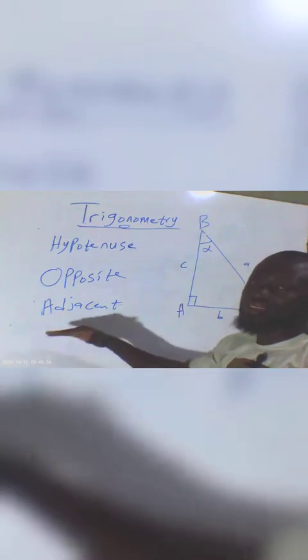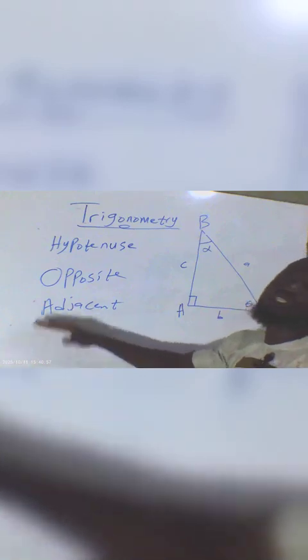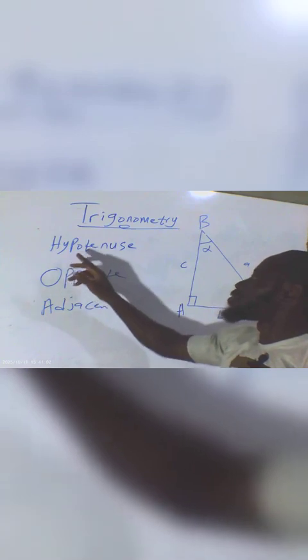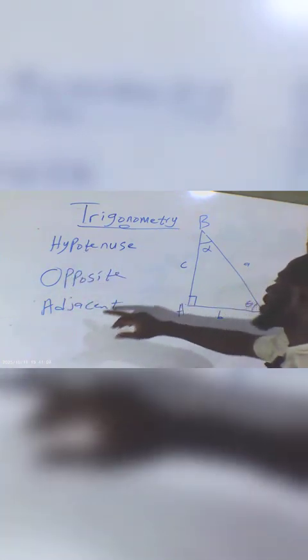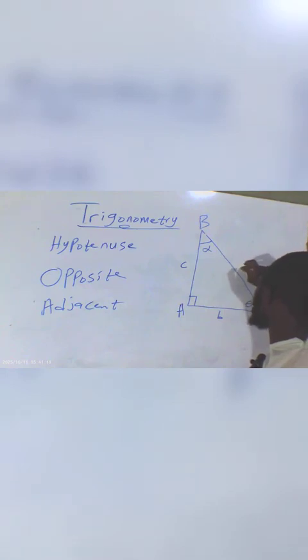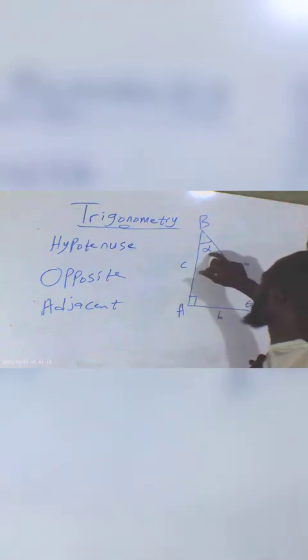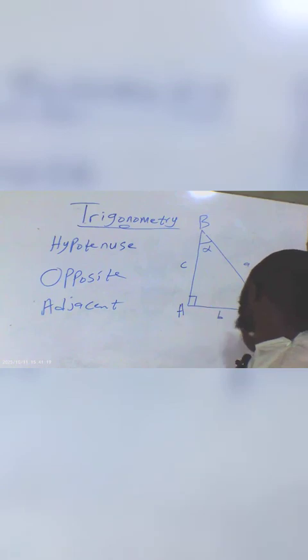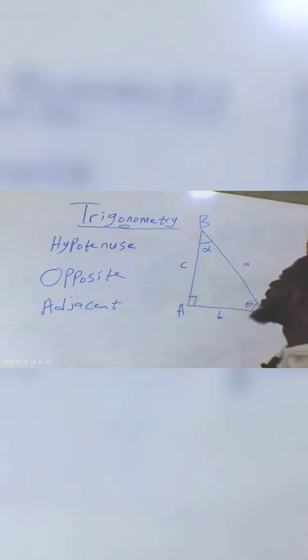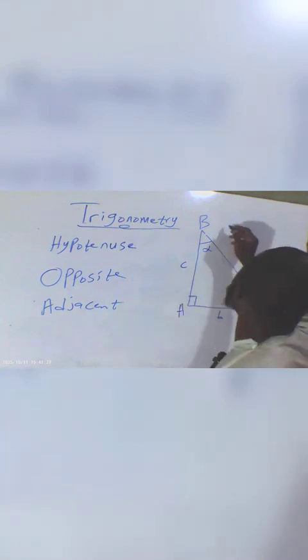Adjacent is the line beside the angle in consideration, or we can say the third side after the hypotenuse and the opposite. If theta is the angle we want to use, this is the opposite of theta, this is the hypotenuse, and then the third is the adjacent. If alpha is the angle we want to use, this side is the opposite, this is the hypotenuse, and this will be the adjacent of alpha.